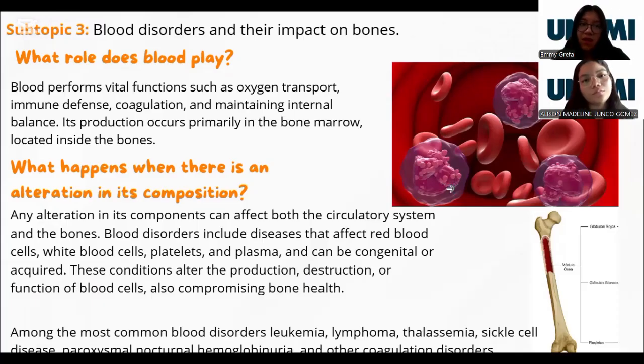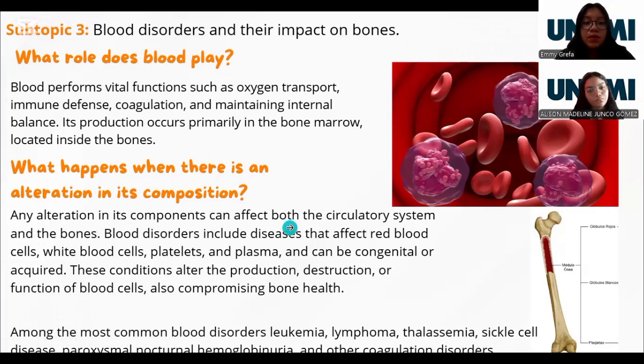Subtopic 3. Blood disorders and their impact on bones. What role does blood play? Blood performs vital functions such as oxygen transport, immune defense, coagulation, and maintaining internal balance. Its production occurs primarily in the bone marrow, located inside the bones.